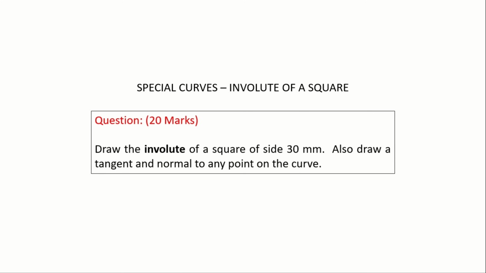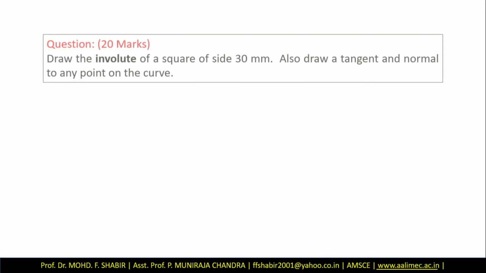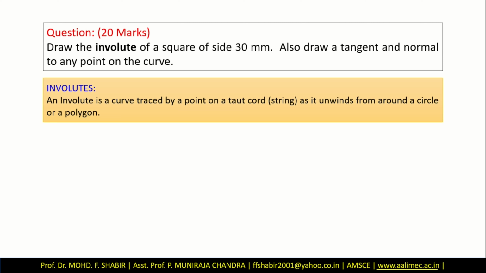The question carries 20 marks. Draw the involute of a square of side 30 mm. Also, draw a tangent and normal to any point on the curve. Definition of an involute: an involute is a curve traced by a point on a taut cord (string) as it unwinds from around a circle or a polygon.